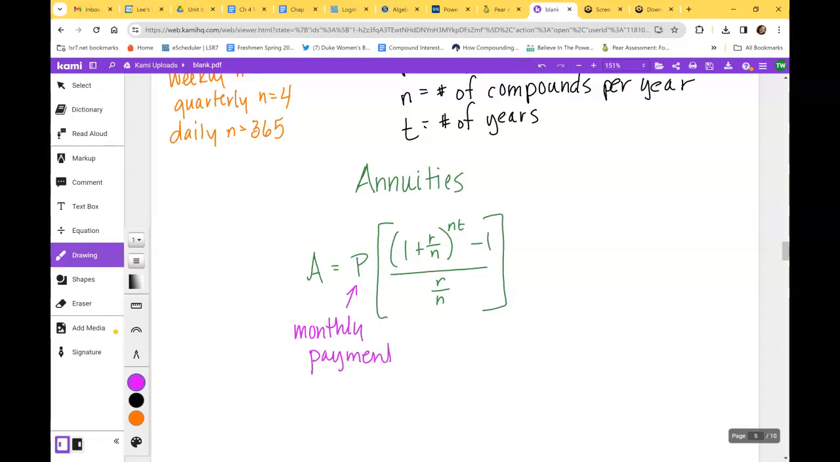And last but not least, make sure you're never rounding till the very end. And that's everything you need to know for your test.